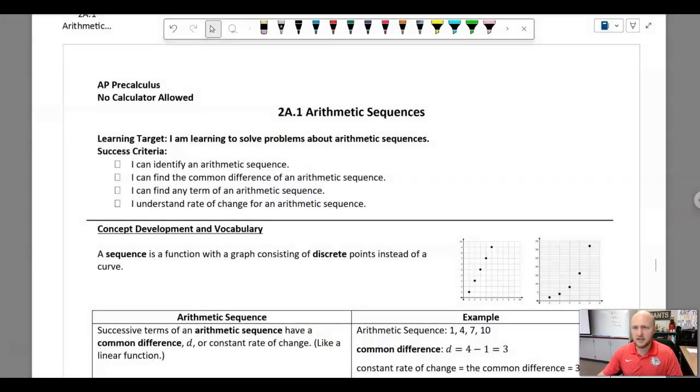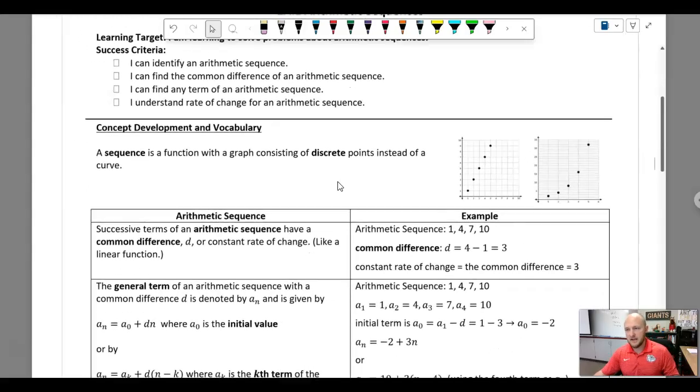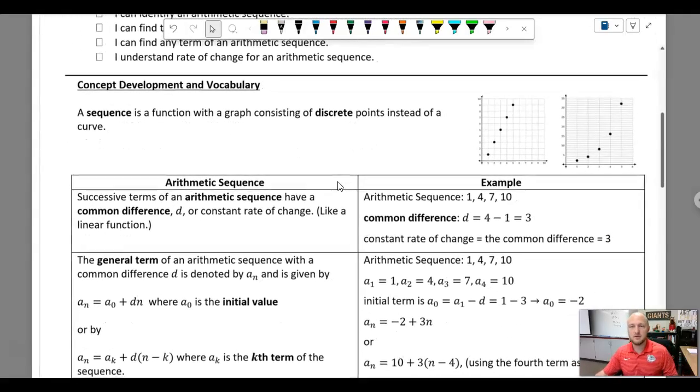Alright, kicking off this new unit. Unit 2A, arithmetic sequences. We're going to learn how to solve problems involving arithmetic sequences, and what a sequence is. To be successful, one, you have to be able to identify what an arithmetic sequence is. That usually comes with being able to find the common difference, as well as being able to apply the arithmetic sequence to find any term in that sequence, as well as, when you have an arithmetic sequence, understand what rate of change is. So let's go ahead and first start off with what a sequence is.